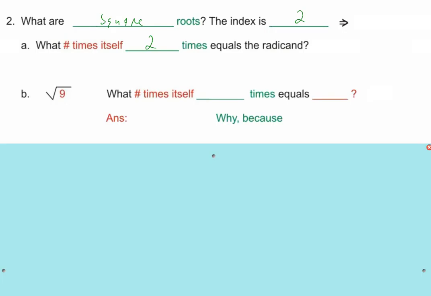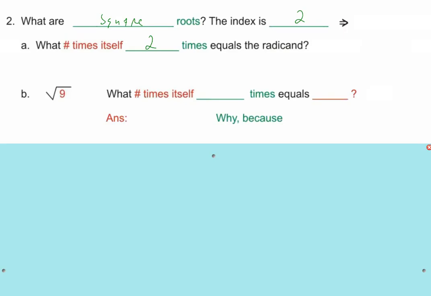So again, the index is telling you what kind of root. Radical sign tells you it's a root. The index tells you what kind of root. So a square root is this. What number times itself 2 times equals the radicand? All right, so how many know the answer to square root of 9? How many of you know the answer? All right, the answer to the square root of 9 is 3.